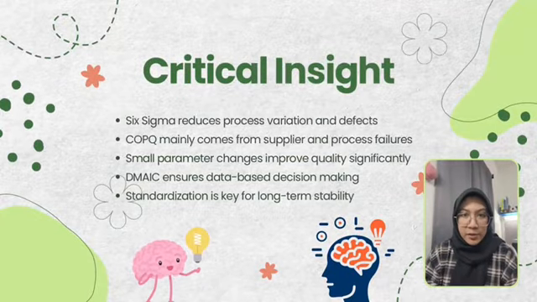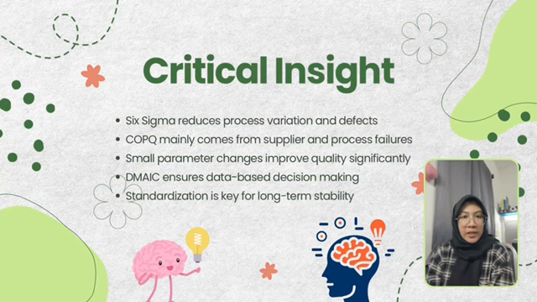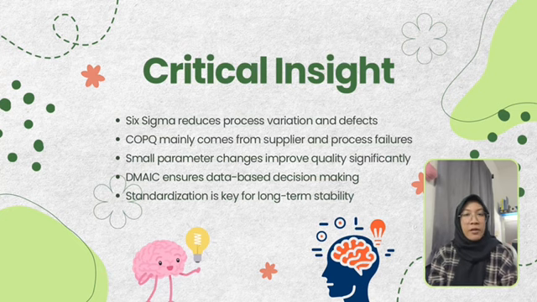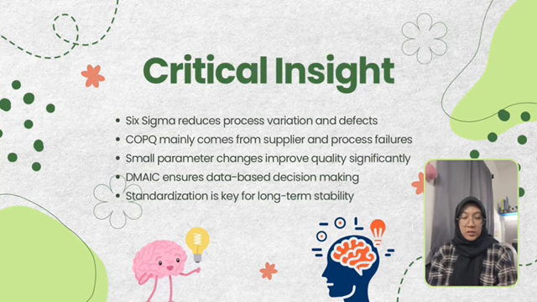Okay, Six Sigma through the DMAIC approach plays a crucial role in reducing process variation and minimizing defects, which directly lowers the cost of poor quality, COPQ. From the critical insight, it is clear that many quality issues originate from supplier inconsistency and process failure, but even small adjustments in key parameters, such as temperature and material compatibility, can lead to significant improvement in product quality. By relying on data-driven analysis, DMAIC helps identify root causes accurately and ensures that decisions are made based on evidence rather than assumption. Furthermore, standardization of processes is essential to maintain long-term stability and consistent performance.